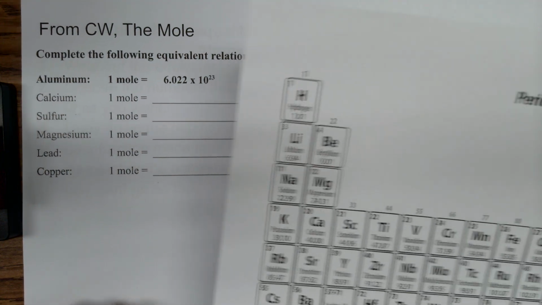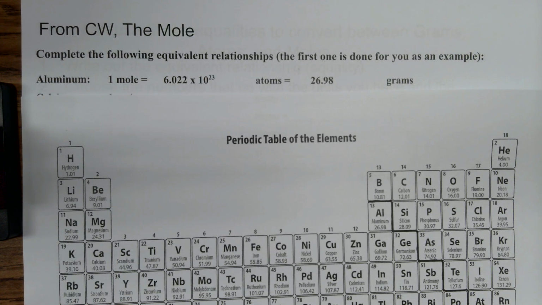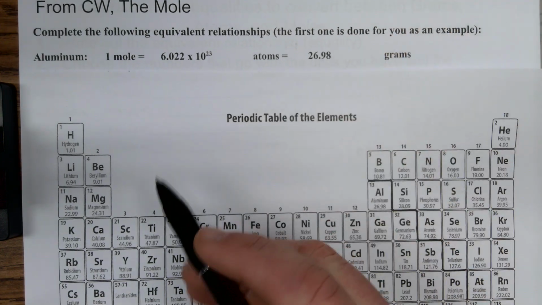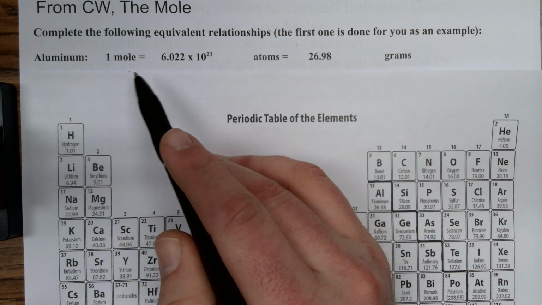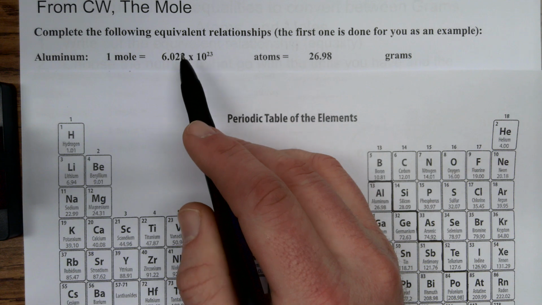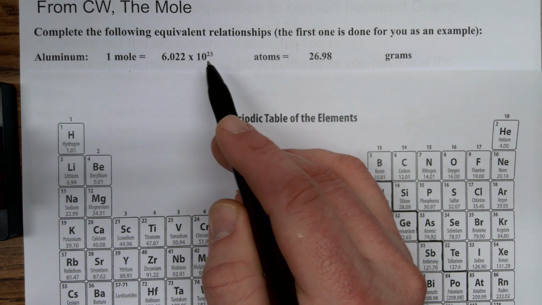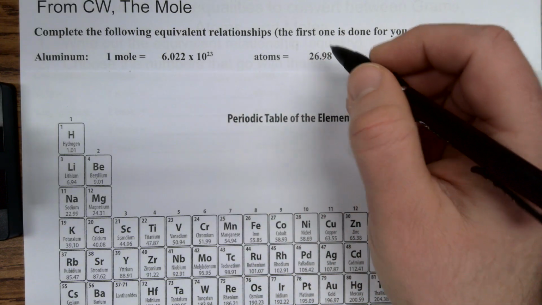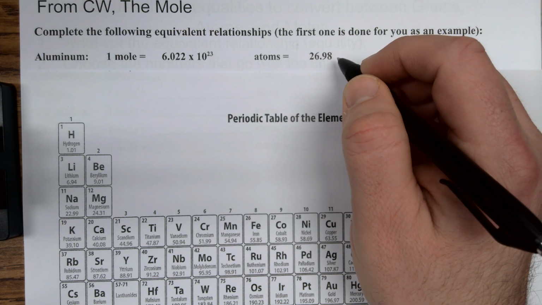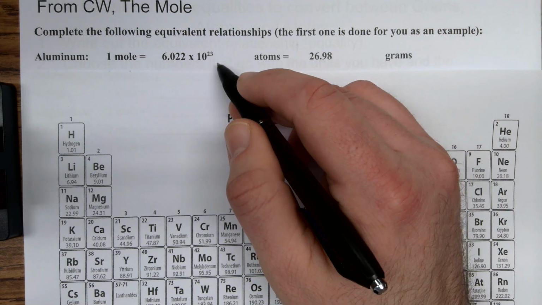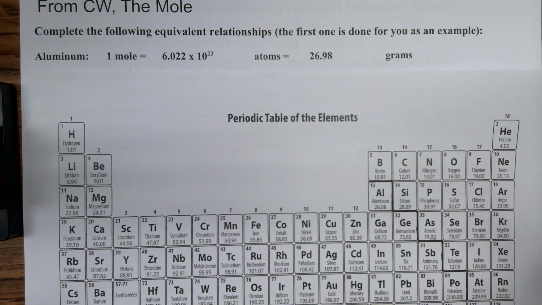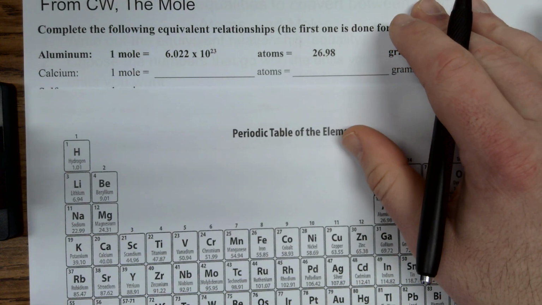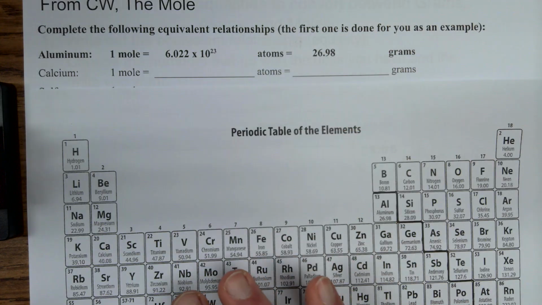So if I'm looking at the example up top, aluminum. 1 mole of aluminum will hold 6.022 times 10 to the 23 atoms. And I need 26.98 grams of aluminum to get that many atoms. Let's do calcium together, and I'll have you do the other ones by yourself.